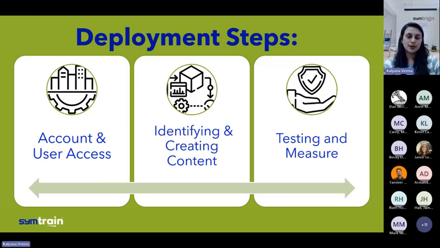And testing measures: you want to do your user acceptance testing, you want to whitelist it, you want to ensure that you have taken care of all the steps and then measure it.